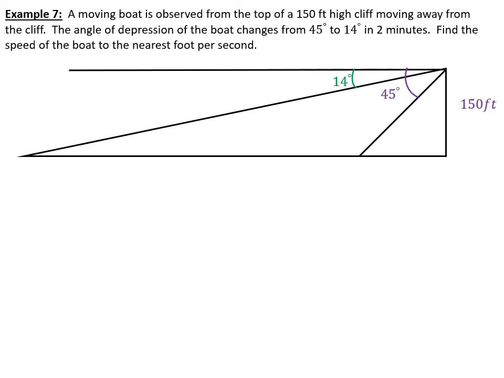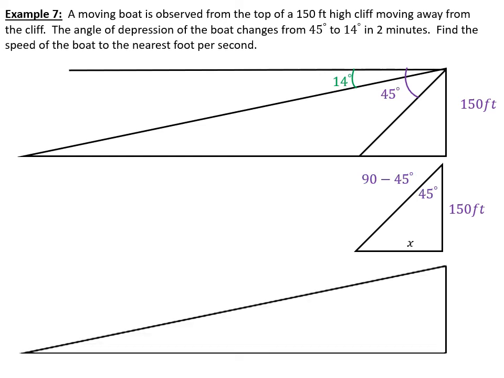The first one would be the small triangle, because that's the 45 degrees angle of depression. So notice that makes a 90-degree angle, so that's still 150 feet. We'd like to know how far out it is, x. We know the angle that we're going to have is 90 minus 45, which is 45. And then we've got the long triangle, still 150 feet tall. We've got y. And then we've got 90 minus 14, which is 76, will be that other angle.